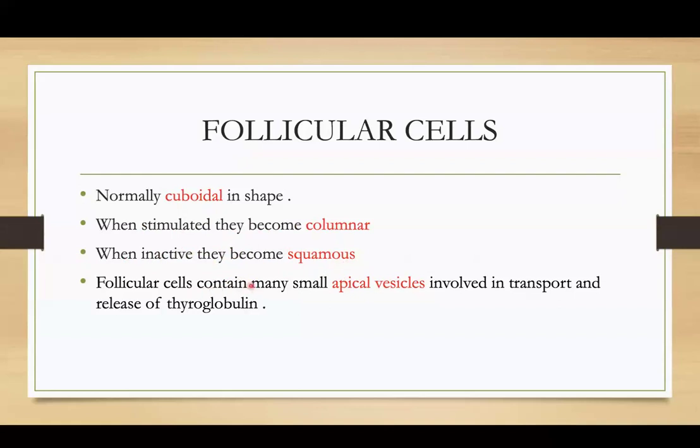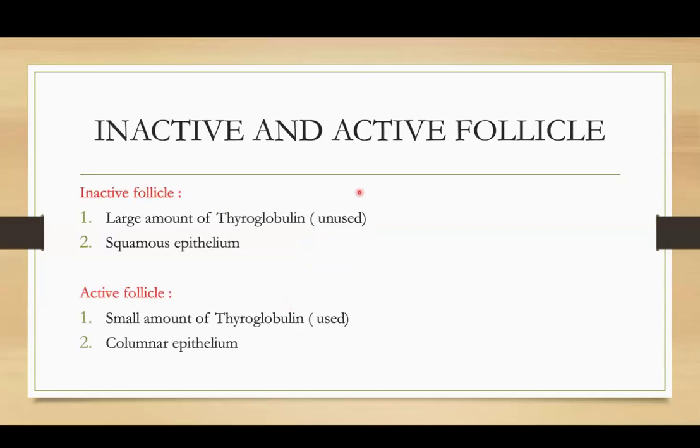So follicular cells also contain many apical vesicles involved in transport and release of thyroglobulin, and will in the formation of thyroid hormone. We'll study more about this, but they have these small vesicles at the apical surface that are involved in the transport and release of the thyroglobulin from these cells to the blood, to the other side. We'll study about this in a bit, so don't worry about it right now.